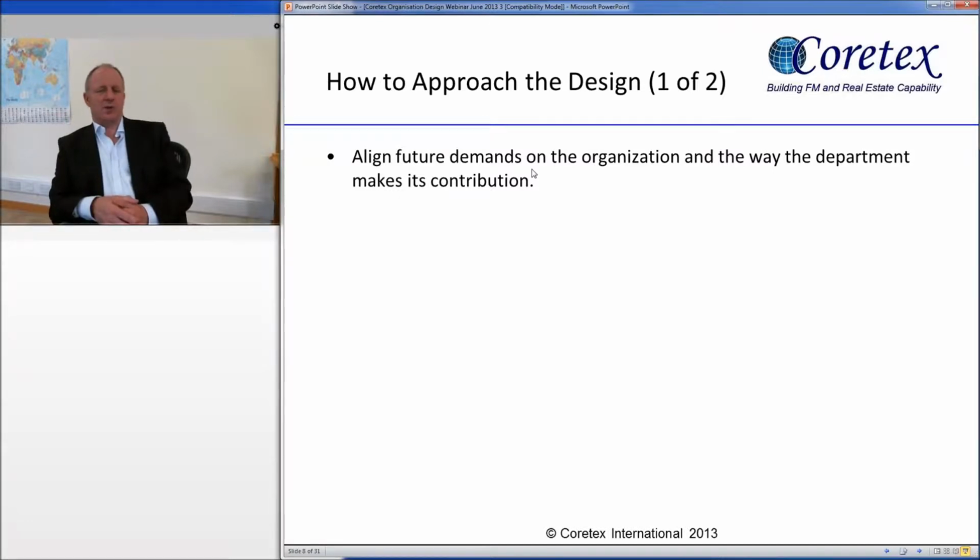Now we do have quite a few elements in here which are about how to approach the design, and some of it comes from good practice, some of it comes from the experience that we've learned which we've converted into good practice for our own organisation, and there are quite a lot of individual items here.